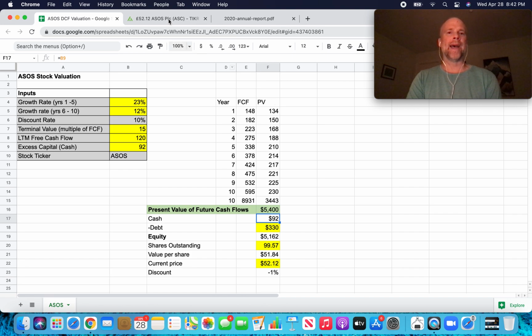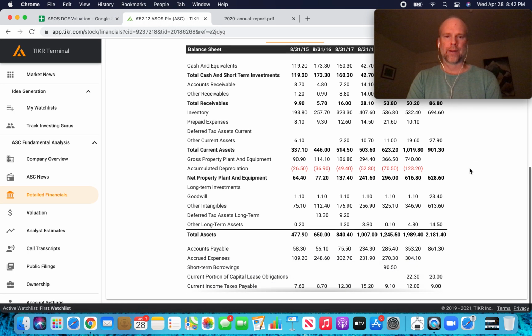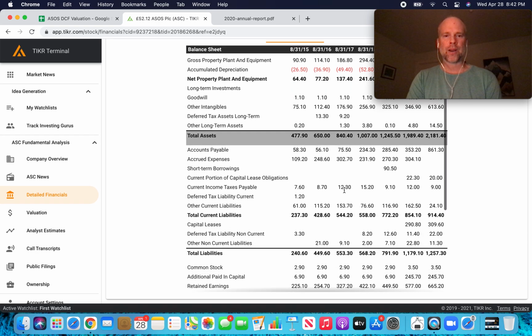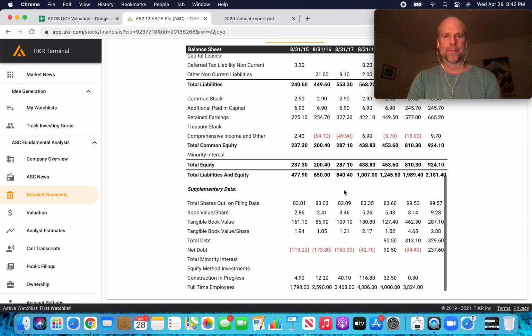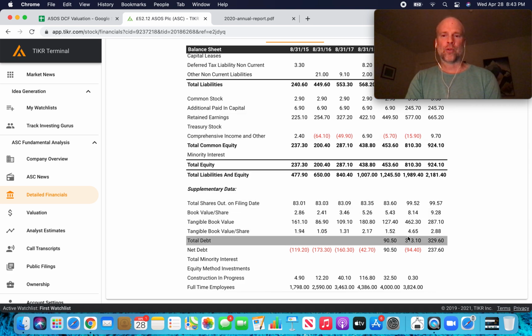We're going to look up the debt. So I want the total debt from the balance sheet for the last 12 months. Now, Ticker does something nice. It gives supplementary data, okay? Because total debt isn't given directly in the balance sheet. So Ticker calculates that. The total debt here is 330 million. I'm rounding to the nearest million.